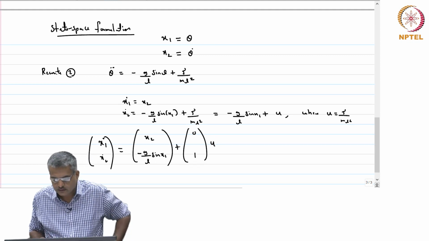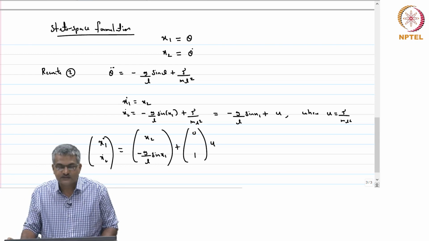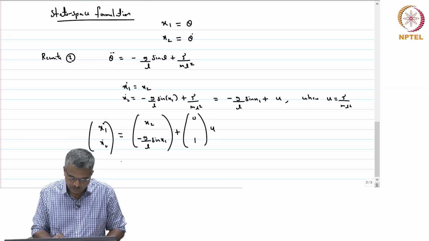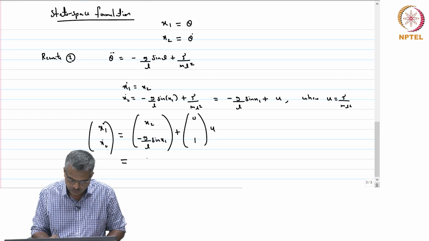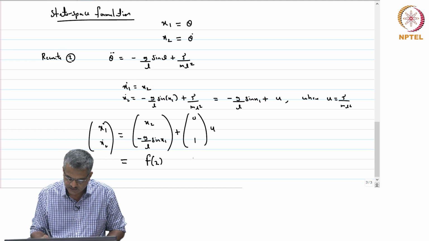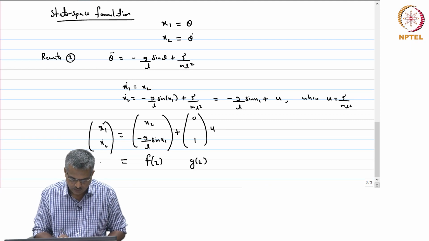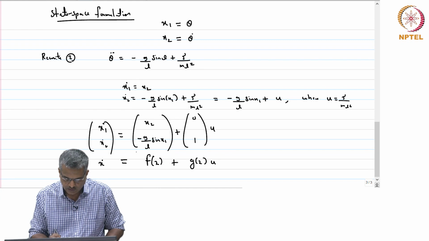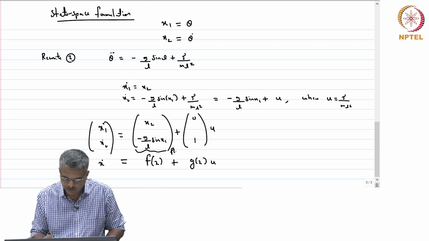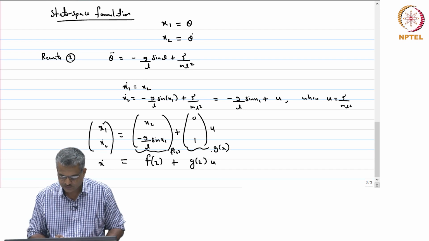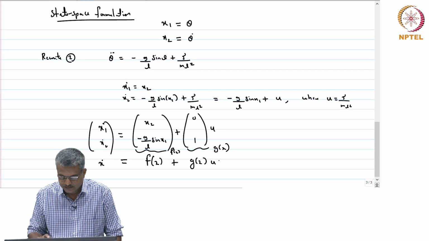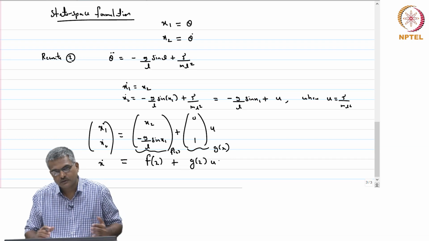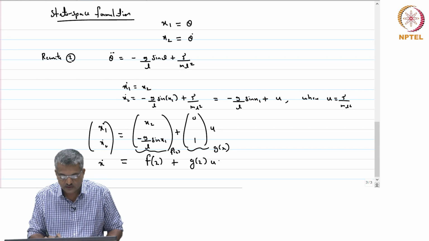Note that I have rewritten the state space in a little special form, and what is the speciality of this structure? Well, let me name it and then we will see. I will call this vector f of x and this vector g of x, and the left hand side I will call x dot. So, I have written the pendulum system in the state space representation, but I have given it some structure, and I have called it x dot is f of x plus g of x u.